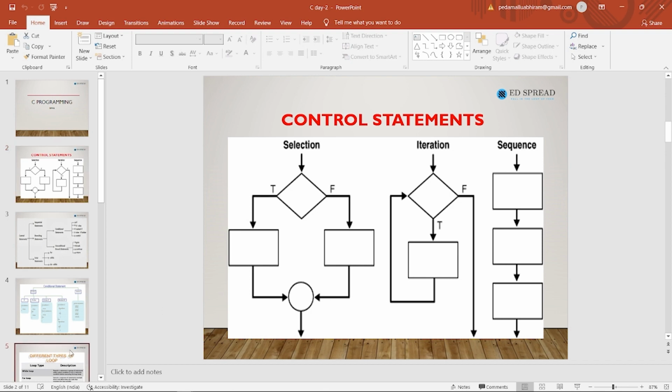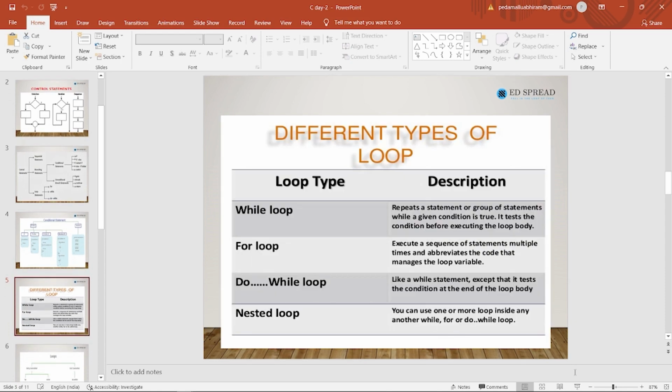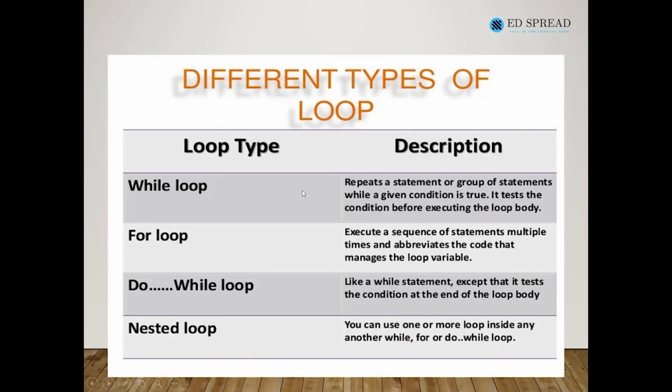So there are different types of loops: while loop, for loop, do while loop, and nested loop. I have shown you this in the third slide of my PPT. The while loop repeats a statement or a group of statements while a given condition is true. It tests the condition before executing the loop body.